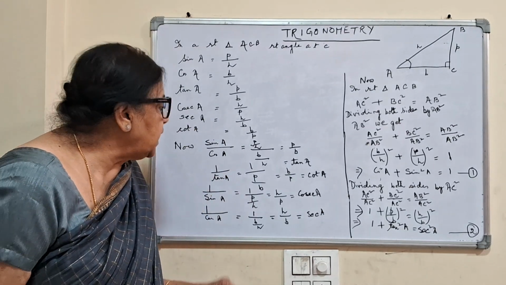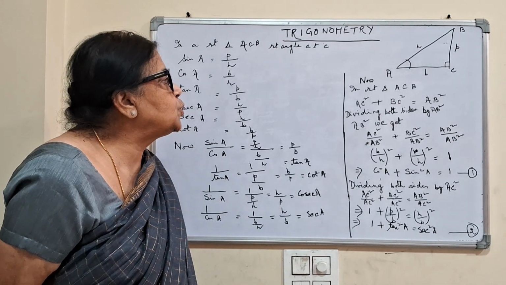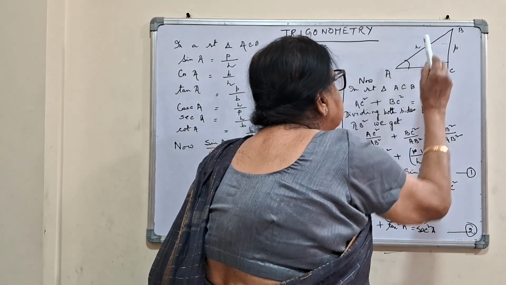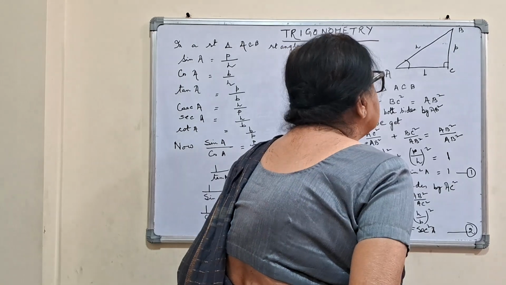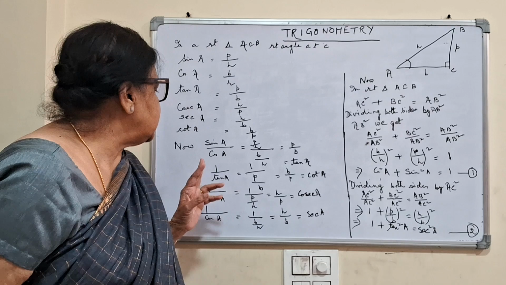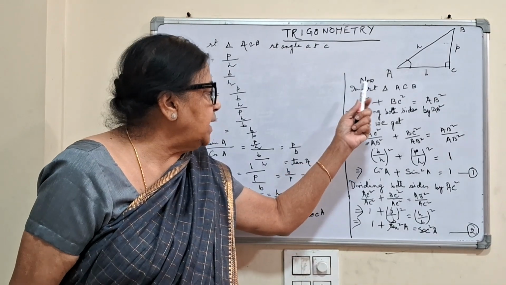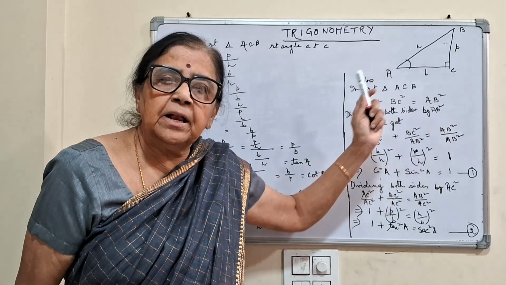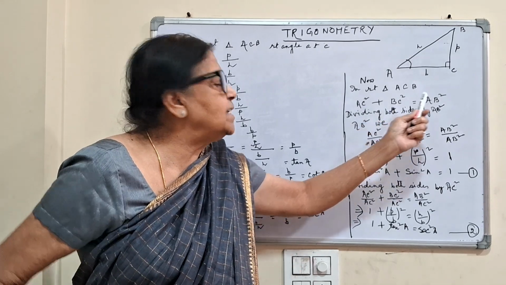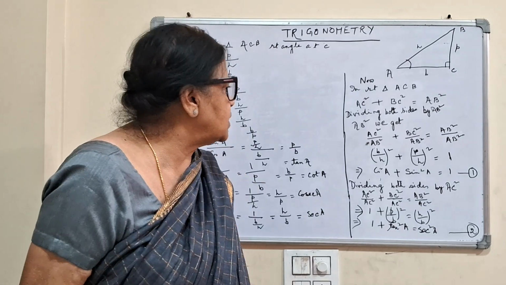Okay. Now when I take angle B, my hypotenuse will be H, the perpendicular will be AC and BC will be the base. Now in right triangle ACB, AC square plus BC square is equal to AB square by Pythagoras theorem. We have learnt this already by Pythagoras theorem.